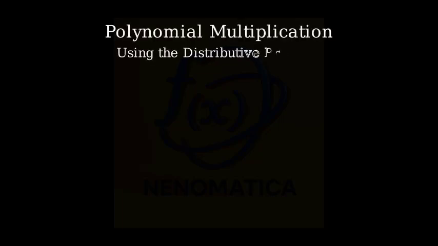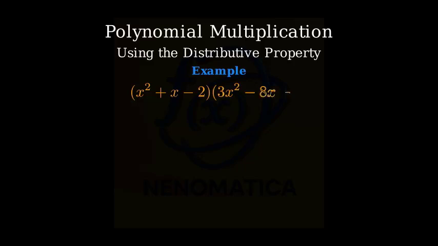Welcome to this lesson on polynomial multiplication. Today, we'll learn how to multiply polynomials using the distributive property and how to simplify expressions by combining like terms. Let's start with our first example. We want to multiply the expressions x squared plus x minus 2 and 3x squared minus 8x minus 7.